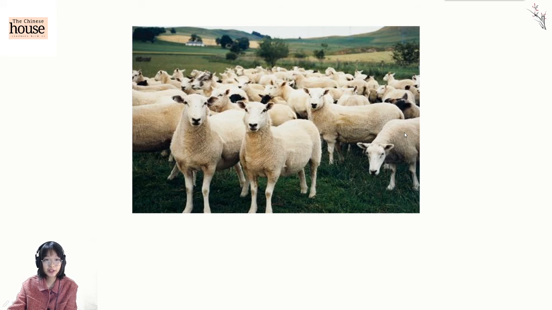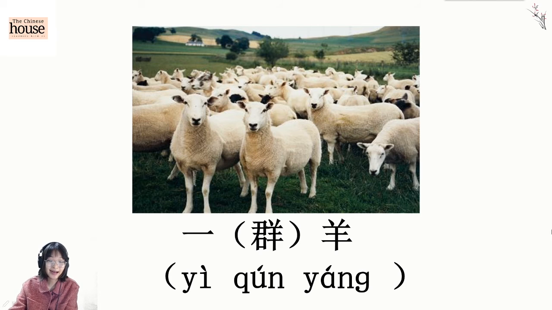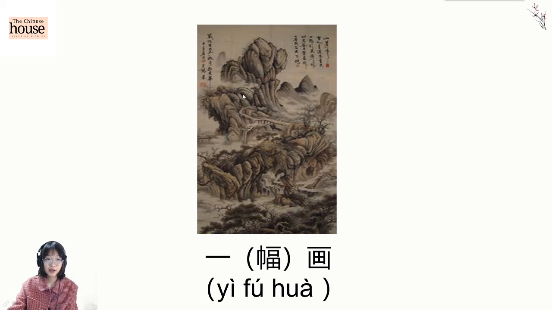And this is a group of sheep. 一群羊. 群 means a group of something. 一群羊. What about 一群人, a group of people? 一群人, 一群羊. 羊 is sheep. And this is a picture. 一幅画. 幅.